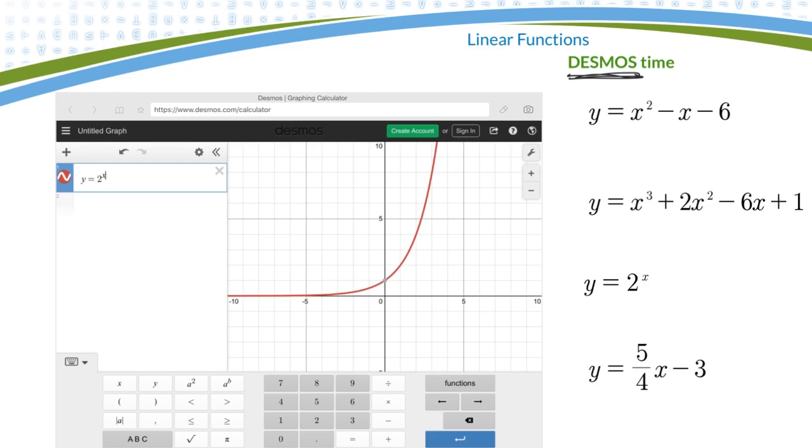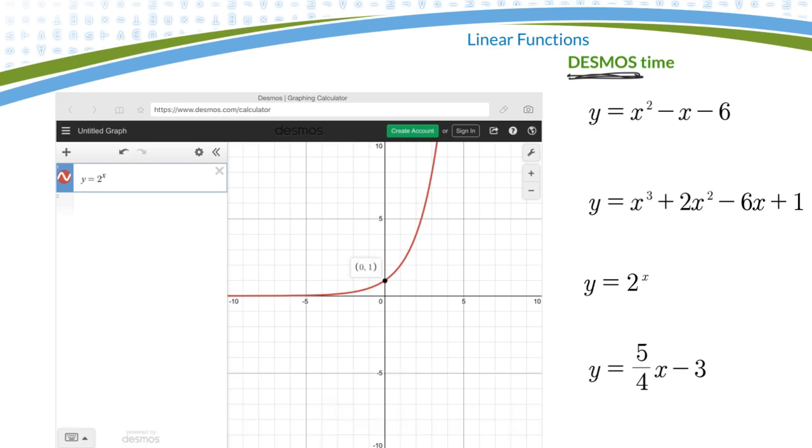Now, the interesting thing with the function is you can tap on things that might be of importance. And you might see that little dot right there. And that tells you, in this case, what the y-intercept of that function is.